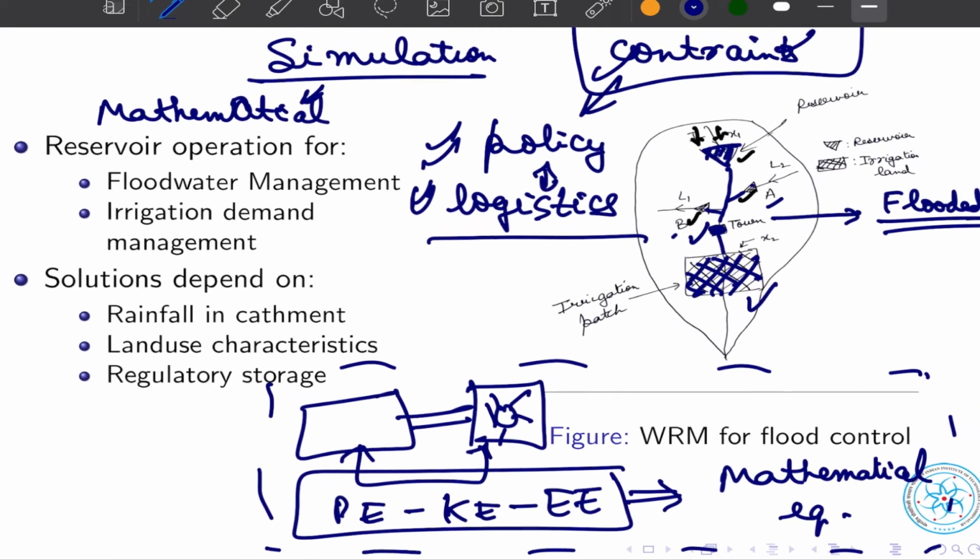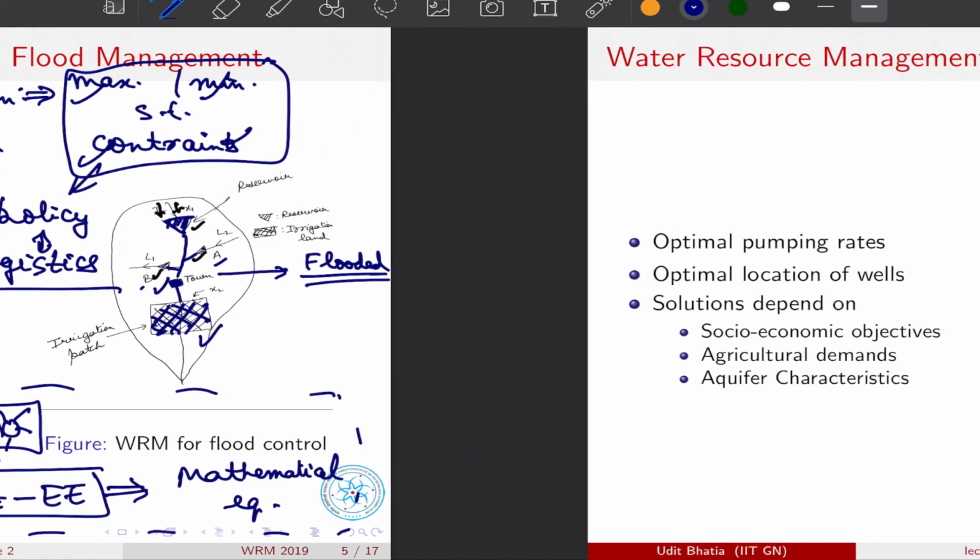And as you can see, in water resources, we would look into reservoir operation for flood water management and for irrigation management, and our solutions would depend on various constraints such as how people are using the land, what the regulatory or policy characteristics are, and what rainfall we got in a given year in that particular catchment.